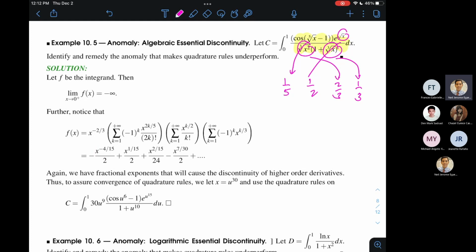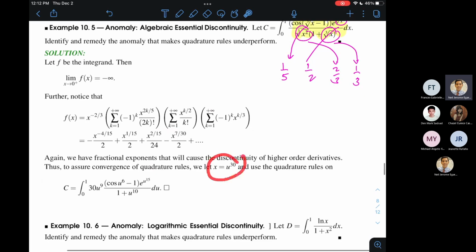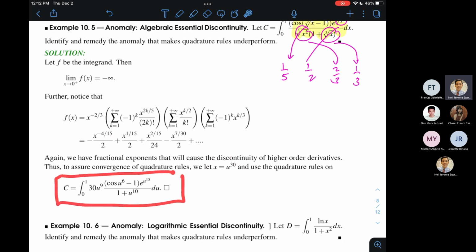Si 15 ay hindi, si 10 ay hindi. So 30 na nga yung least common denominator para dun sa mga exponents. So to remove the fractional exponents that we see here in the Taylor series expansion, we will let x be equal to u to the 30th. And when we do that, when we replace x by u to the 30th, we'll get this integrand.